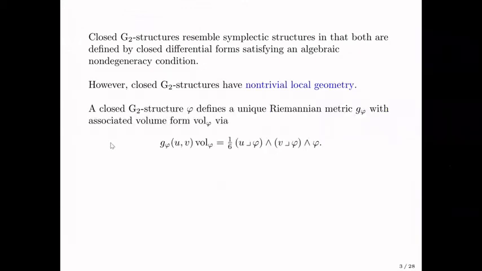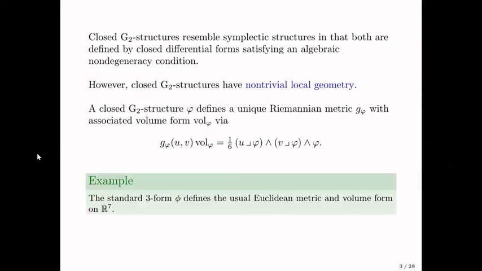Okay, I'll just also say that this construction works whether the 3-form is closed or not, but I just want to focus in this talk on the case of closed G2 structures. As an example, the standard 3-form from the previous slide just defines the usual Euclidean metric and standard volume form on R7.